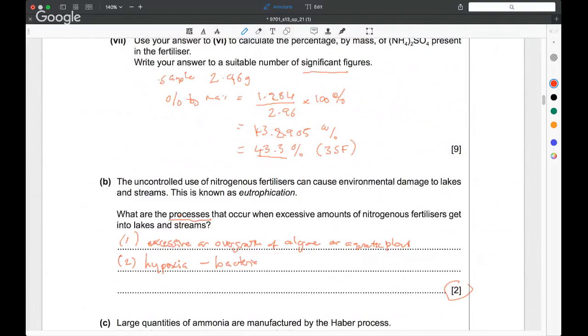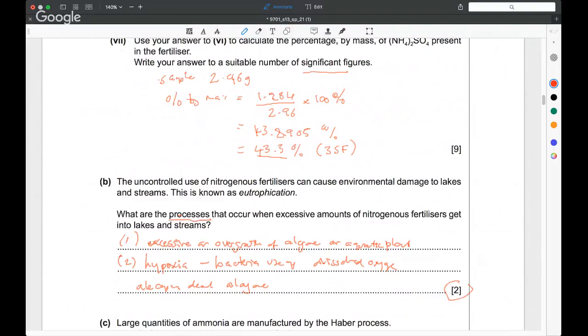bacteria use up dissolved oxygen, decomposing dead algae. Okay, and other aquatic plants as well.